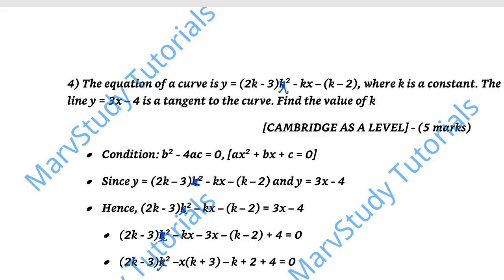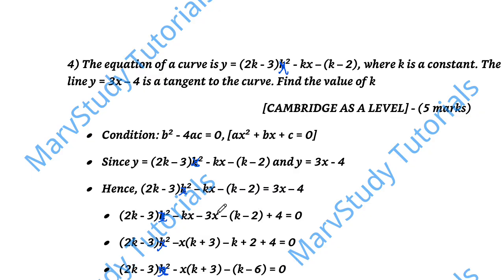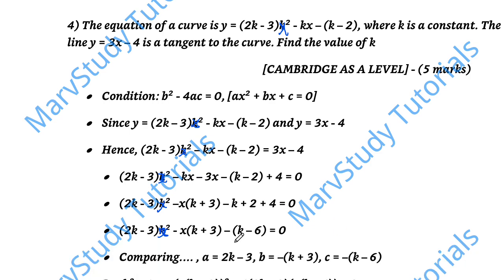So at the end of the day, we have (2k − 3)x² − x(k + 3) − (k − 6), because on expansion of this, we're still going to have −k + 6, which is what we had initially here. So as I said, comparing, we're going to have a as 2k − 3, b as −(k + 3), and c as −(k − 6).